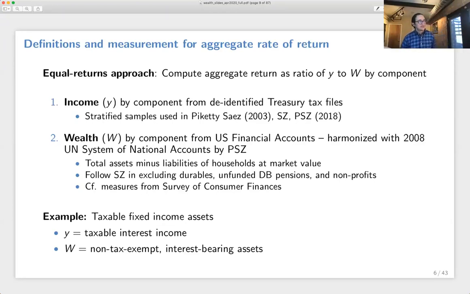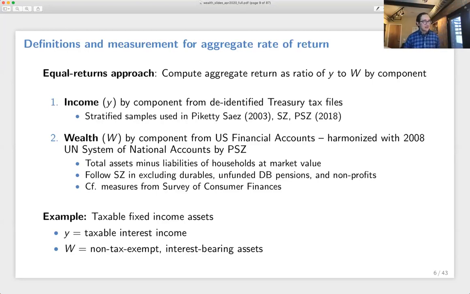These are stratified samples. They include everybody at the top of the income distribution, and then below that, people with weights. This is what was used in Piketty and Saez's income inequality paper in 2003 and has been used subsequently by Saez and Zucman. The wealth number is going to come from the financial accounts, which Saez and Zucman then tweak a little bit to harmonize with the UN system of national accounts.